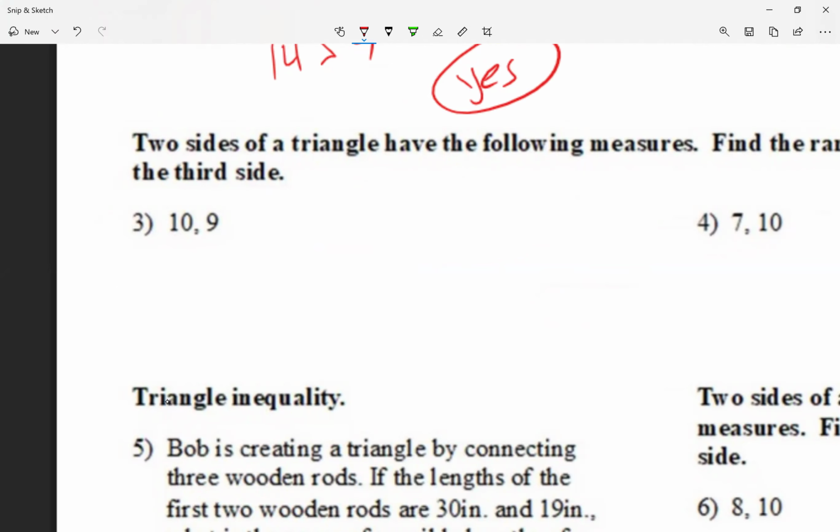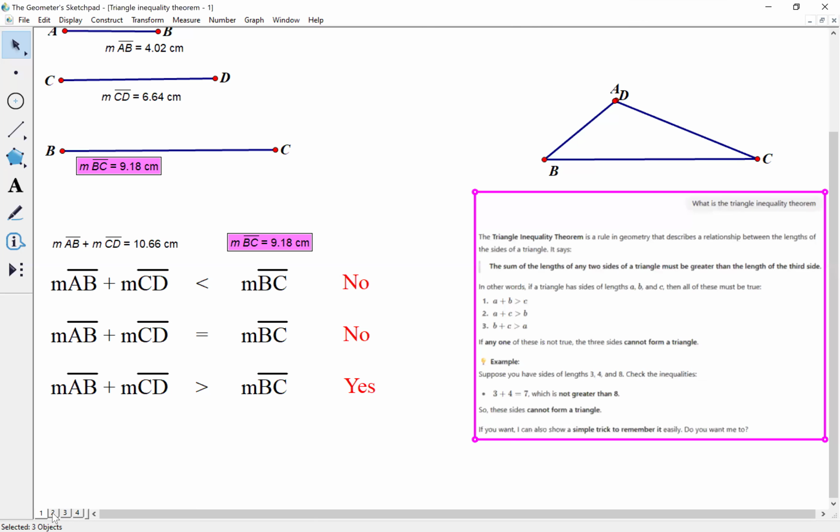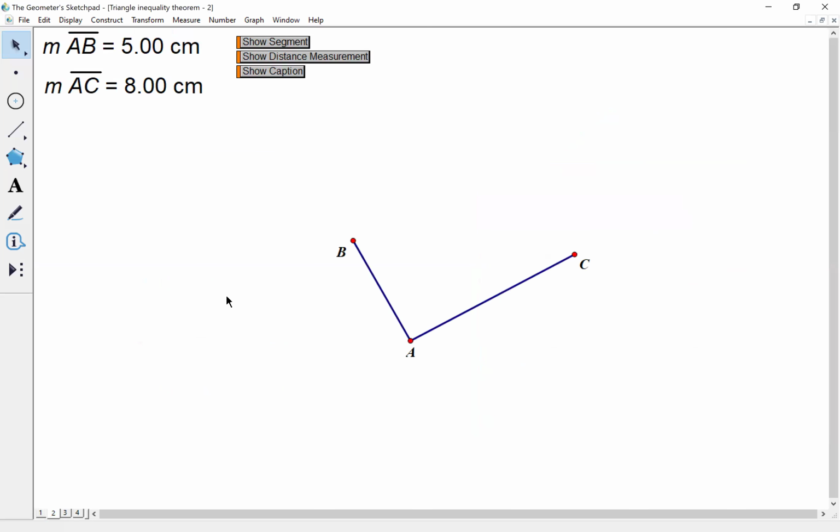Find the range of possible measures for the third side. Let me come back and show you guys my file again. Remember the file that we just used? Cool. I'm going to do an example here. Let's say I had two sides: side AB is 5 centimeters, and side AC is 8 centimeters. So let's say I was given two sides, 5 and 8.